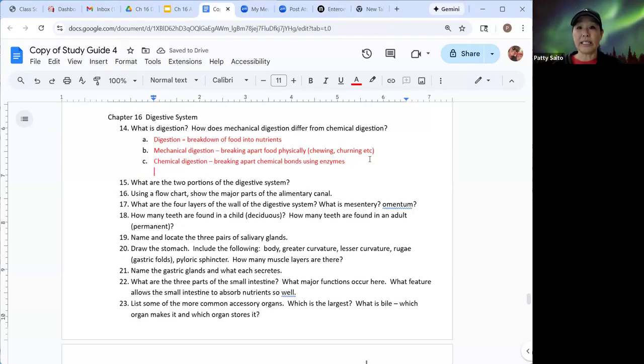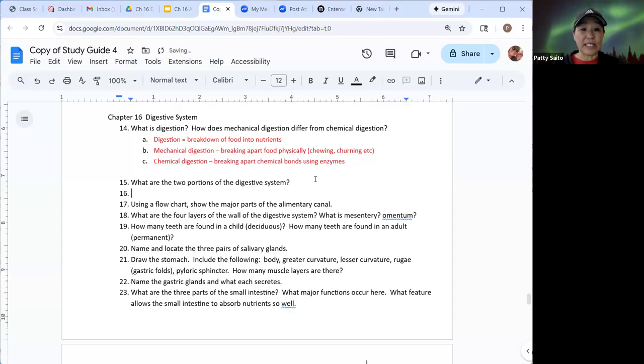So if you recall, enzymes are like chemical scissors that can actually cut larger molecules into smaller molecules. All right, but it does it through chemical means. All right, so let's go ahead and talk about the digestive system. Okay, so we'll do the anatomy.